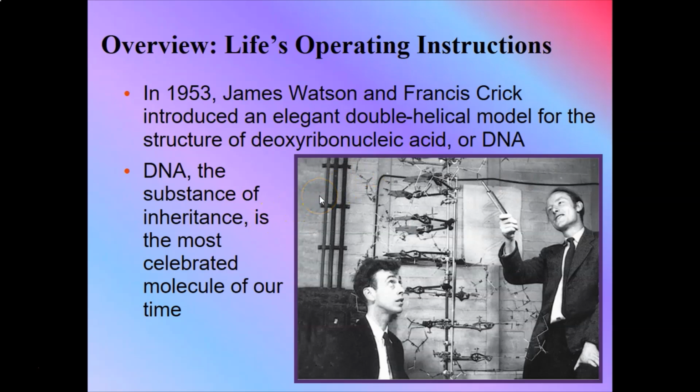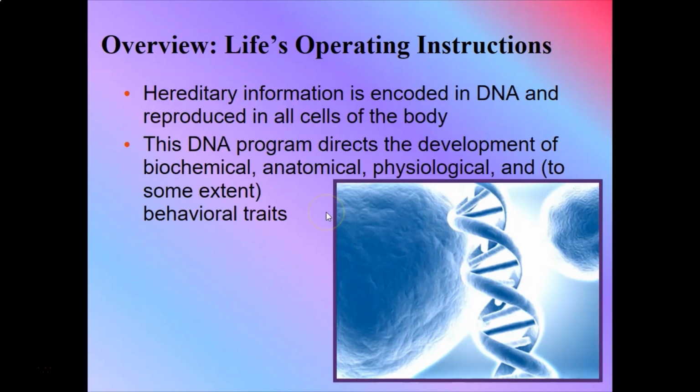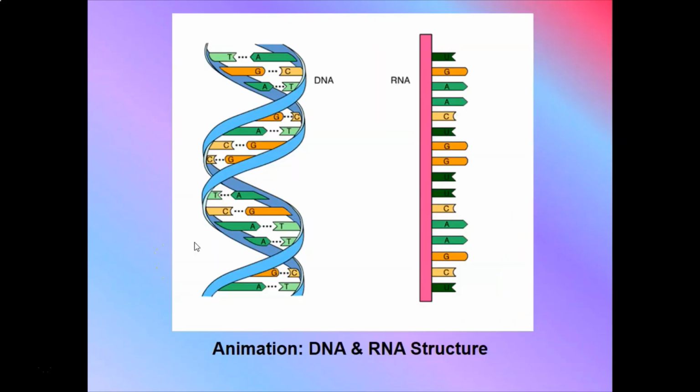So DNA is probably the most celebrated molecule of our time, right? Because this is our genetics. We just got finished learning all about genetics and all the crazy patterns and things that happen there. Well, hereditary information is encoded, right, by DNA in all your body cells. And this DNA is kind of like the blueprint for life, right? It's like a hard drive inside of there that directs all of your biochemical, anatomical, physiological, and behavioral traits. So very important. Here's a quick video for you.